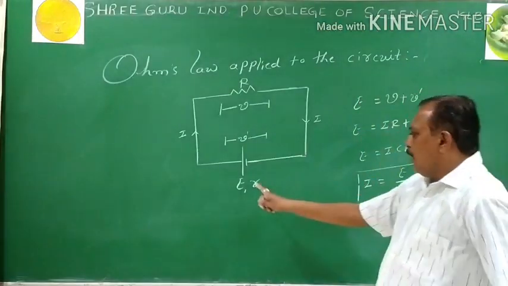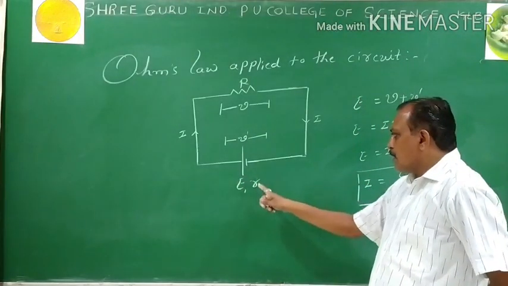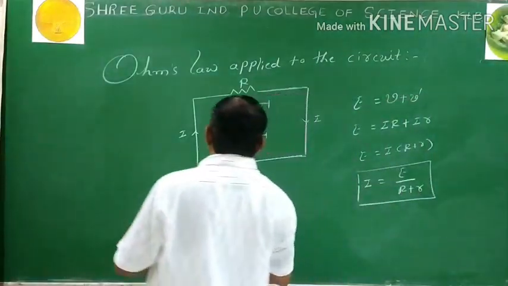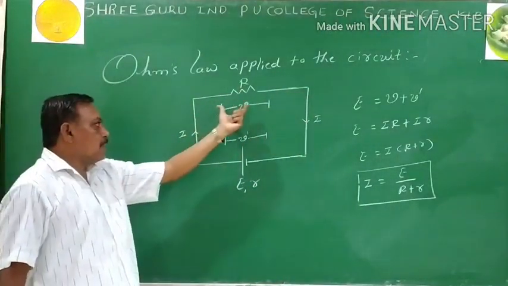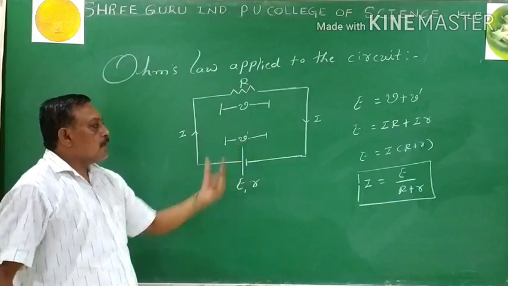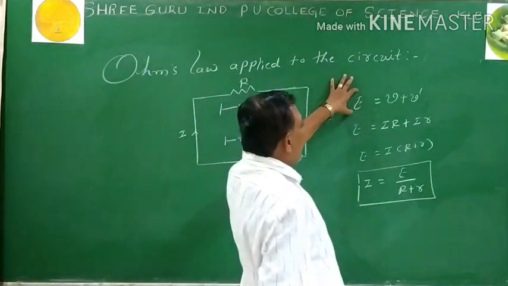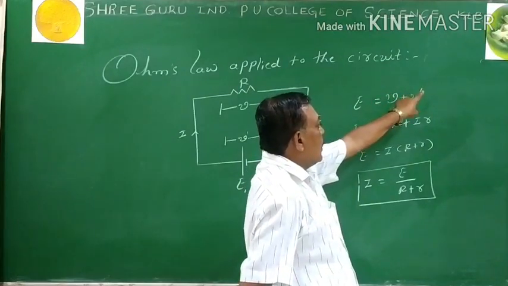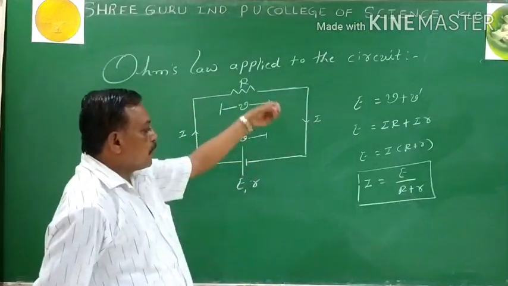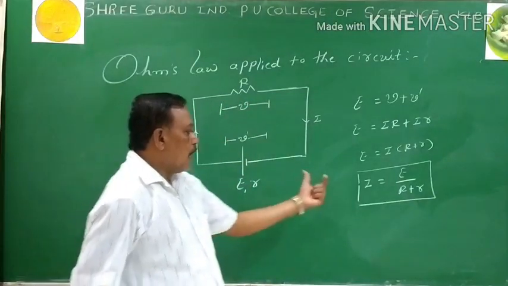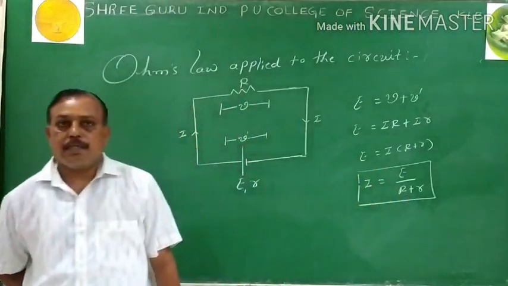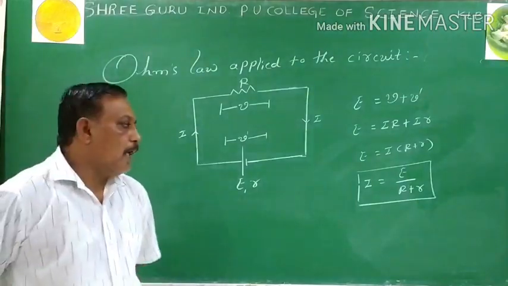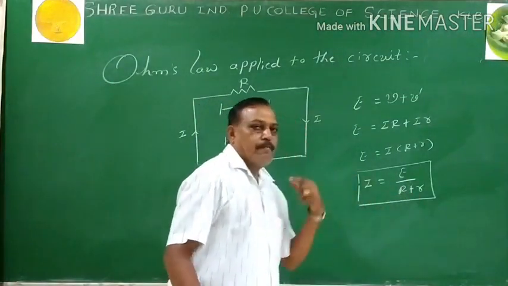When you take the EMF, every cell has its own internal resistance r, and R is the external resistance. Then there is a flow of current in the circuit. There is a potential difference across the external resistance and the internal resistance. The total EMF E equals the potential difference across the external resistance plus the potential difference across the internal resistance. By substituting the terms, we come to the final equation I equals E divided by R plus r. Then we conclude that the total current I equals the total EMF divided by the total resistance.